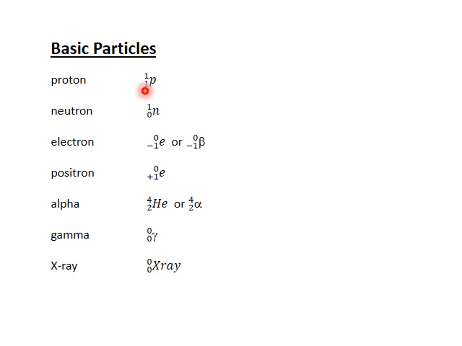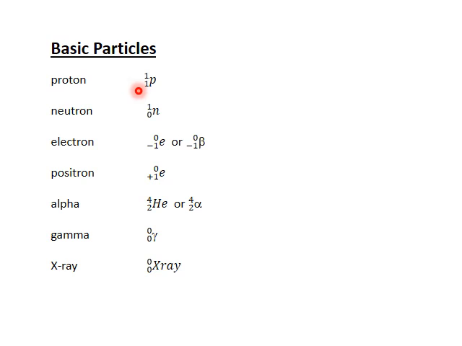There are some very energetic particles that are emitted, including gamma particles and X-rays. These are essentially electromagnetic radiation, and these are emitted when a nucleus has excess energy that needs to be lost. So in order to attain a stable energy state, it has to lose some energy, and quite often this is lost as either gamma or X-ray particles.